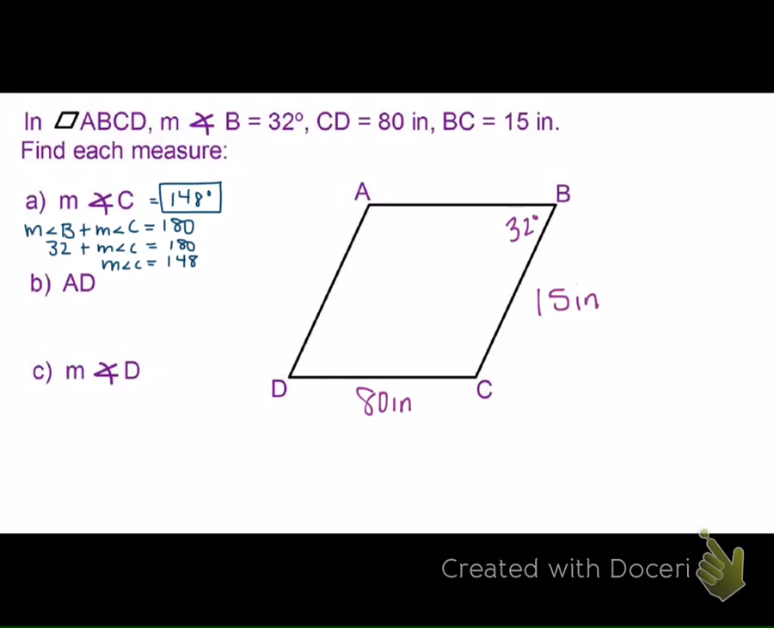How do I find AD? What do I know that helps me find AD? Brandon? You know it's 15. Opposite sides are congruent, which means that AD is congruent to BC. And BC is 15, so that means that this is 15 inches as well.